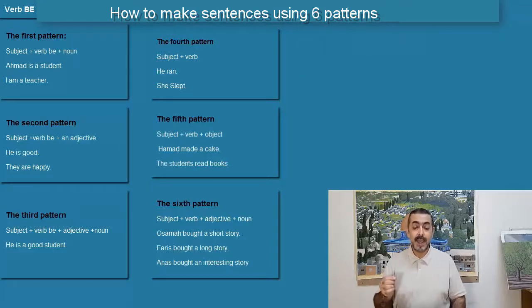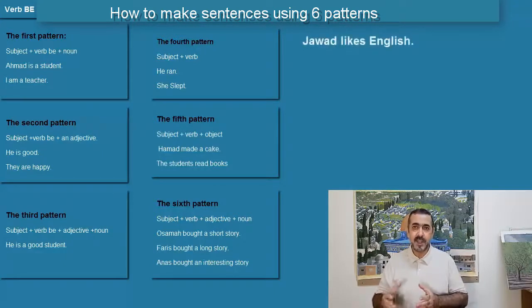So once you learn how to write simple sentences, it becomes very easy to make compound or complex sentences because the compound and the complex sentences are really made of simple sentences. We'll give you an example how to make a compound sentence.